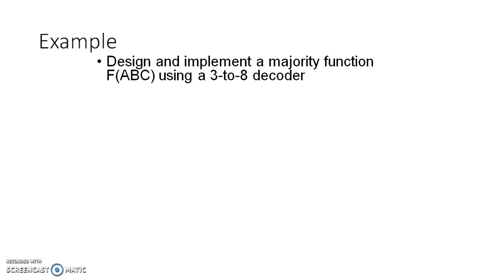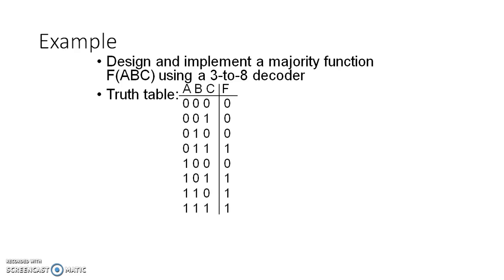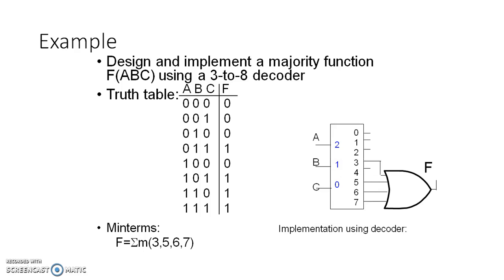Next, I take one more example. Design and implement this function using a 3 to 8 line decoder. They have given us the truth table. So select the minterms from the truth table. What are the minterms? Whichever have a 1 in this truth table. So it is 3, 5, 6 and 7. They have given us only one function, so I have taken F. From the 3 to 8 line decoder, only those will go to the inputs of the function F. This is how I construct.